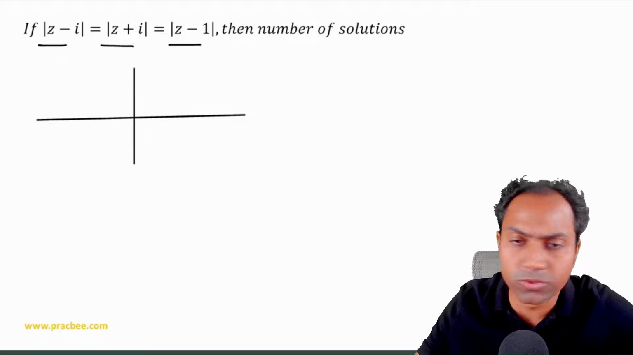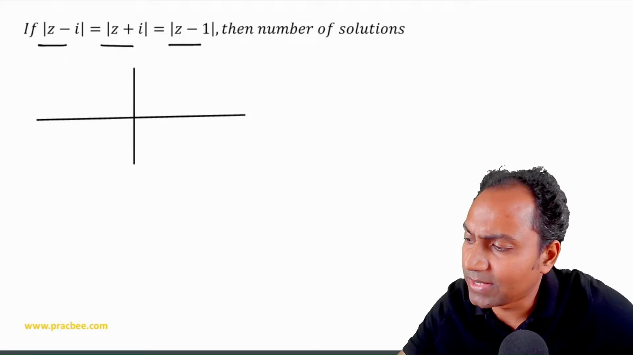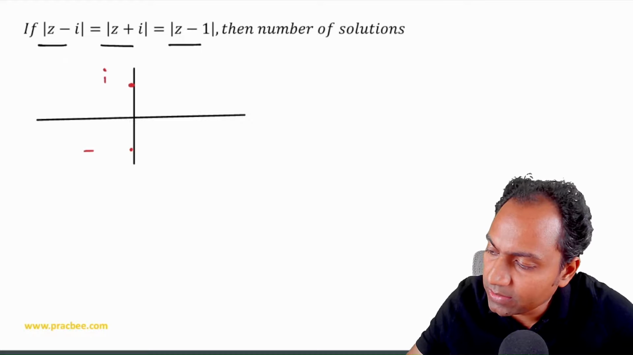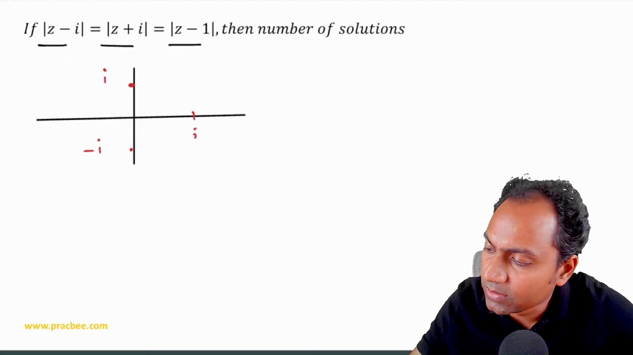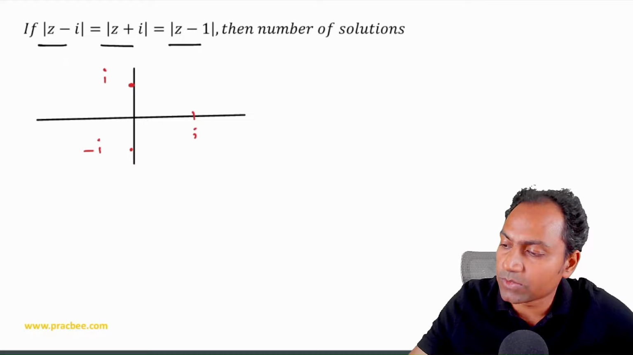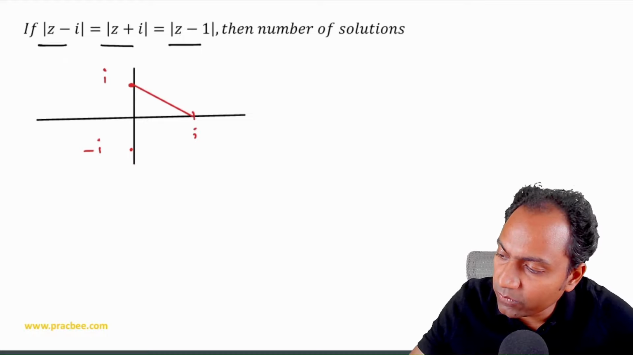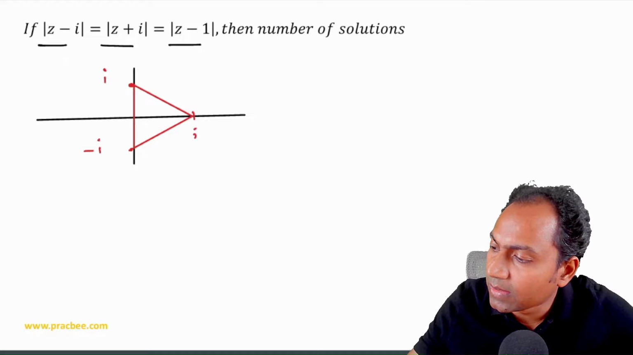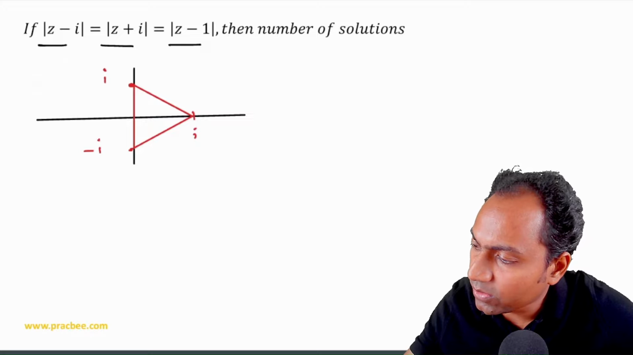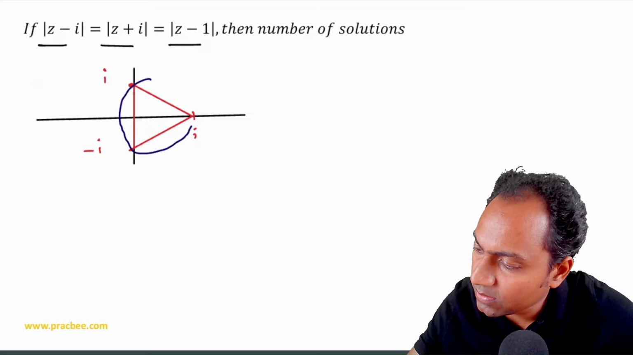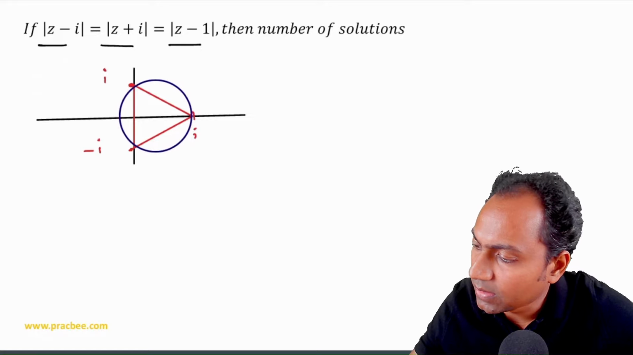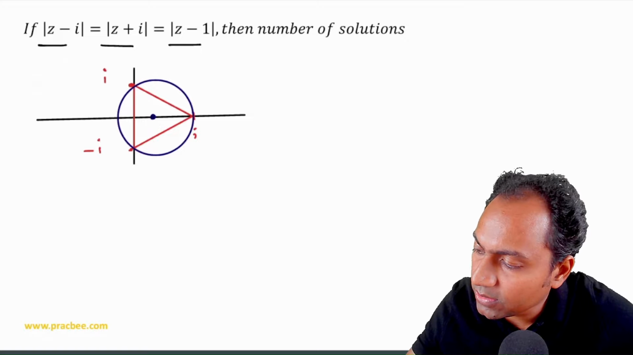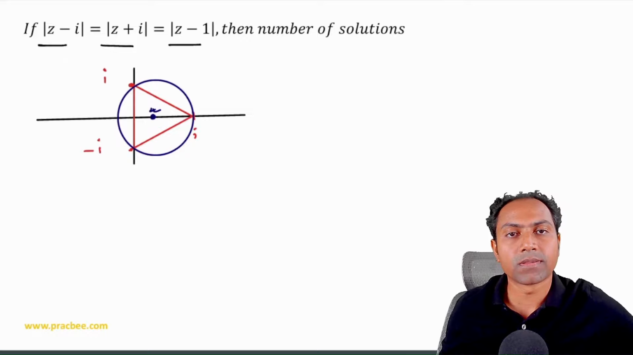I will also tell you an algebraic solution for how to approach it because there are a lot of students who are comfortable algebraically. So you can see that there is a point i here, there is a point -i here, and there is a point 1 here. So we are talking of a point which is equidistant from these. If I make a triangle, such a point would be nothing but the center of the circle passing through these 3 points. So if I draw a circle passing through these 3 points, the center of this circle will actually be that point.